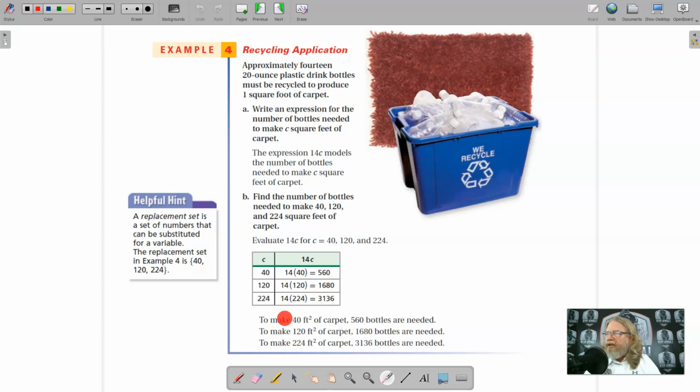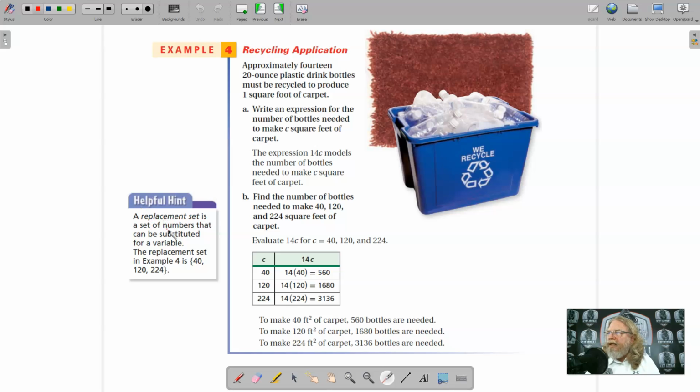3,136. And you can see here where our result is. To make 40 square feet of carpet, you need 560 bottles. To make 120 square feet of carpet, you need 1,680 bottles. To make 224 square feet of carpet, you need 3,136 bottles.